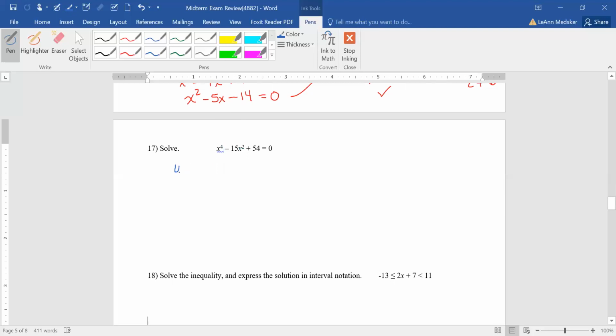If you use the u substitution method in the book, you let u be the variable piece or the base right here in the middle. So that's just that part, not the coefficient. So that part that was squared in the middle was the x. Then we would let this become a substitution. So if u equals x squared, x to the fourth would be u squared, because it would be 2 x squareds multiplied together, so u squared. Minus 15u plus 54 equals 0. So this is called a u substitution. Then we would try to factor in terms of u.